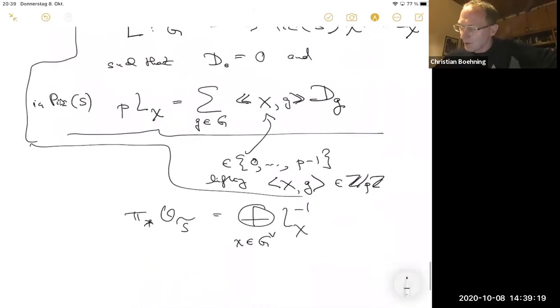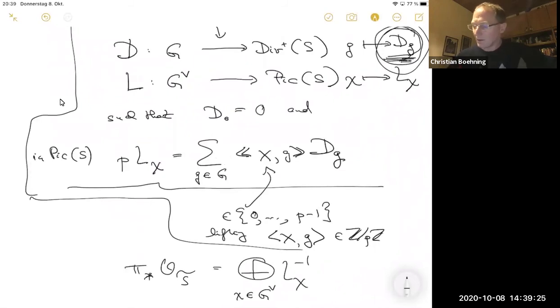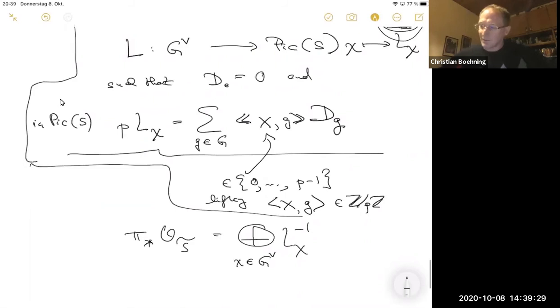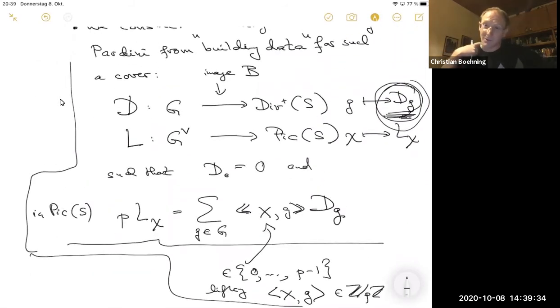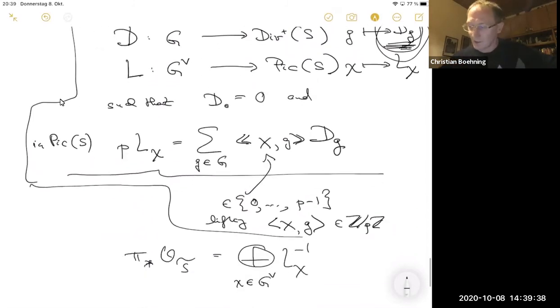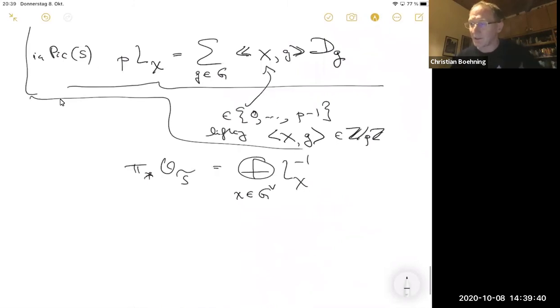So this is how, if you're already given a cover, you can construct such data fulfilling all these requirements. And conversely, from these data, which are algebraic or more combinatorial in nature, you can reconstruct a cover of that type. So that is Pardini's theorem.